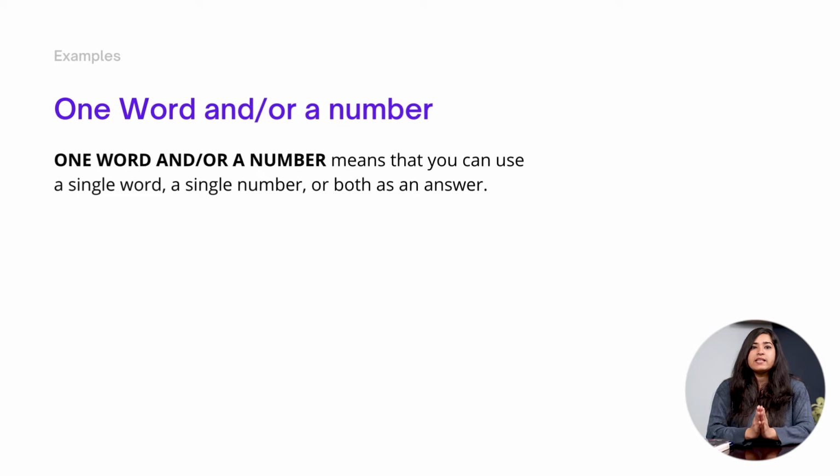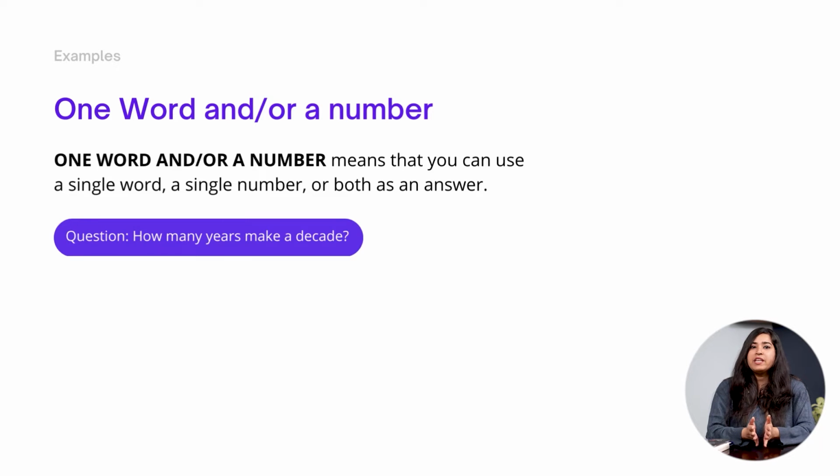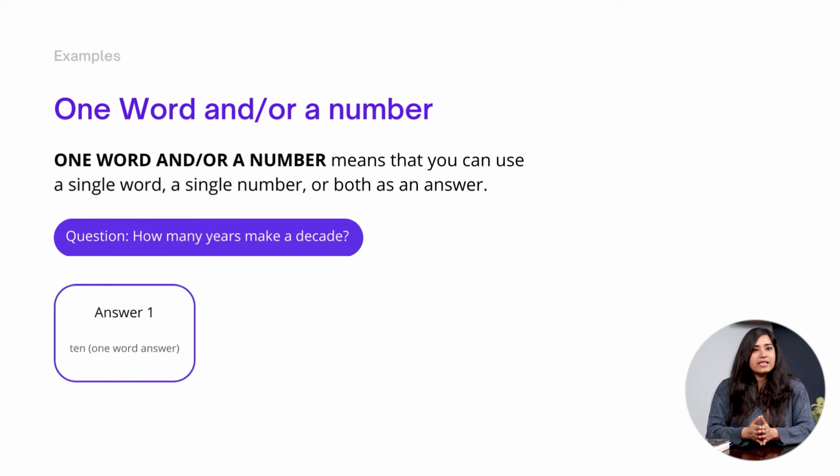Let's go on to look at the next set of instructions, which are writing one word and/or a number. This means that you can use a single word, a single number, or both as an answer. We'll look at an example of this now. The question, how many years make a decade? Let's look at what is considered correct.